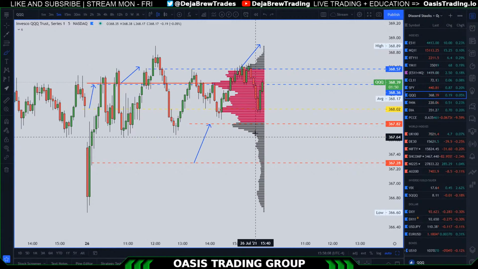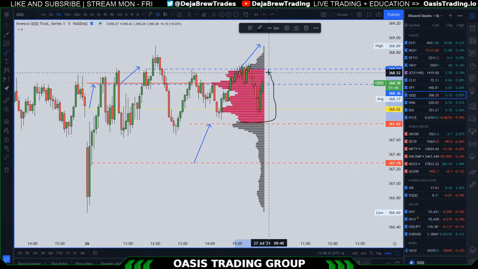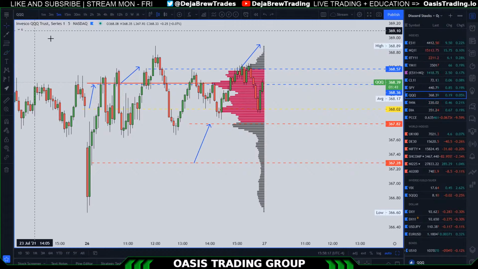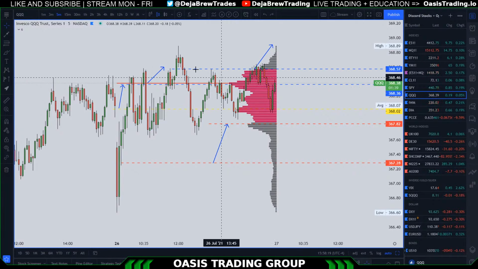Define value. If I ever say value, I'm referring to the pink area on my volume profile. That is my value area. My settings are a little different. So here, let me show you guys my settings.